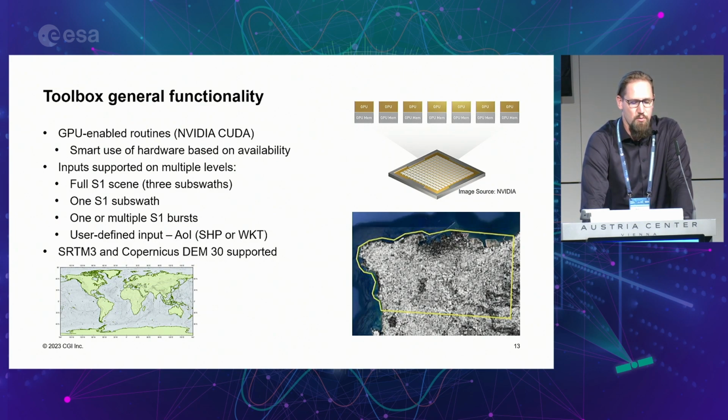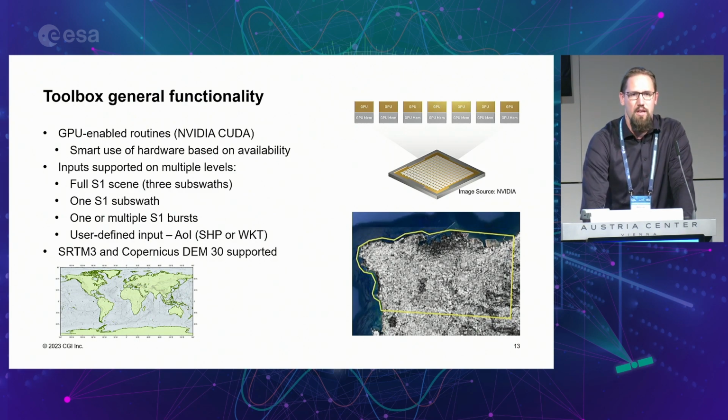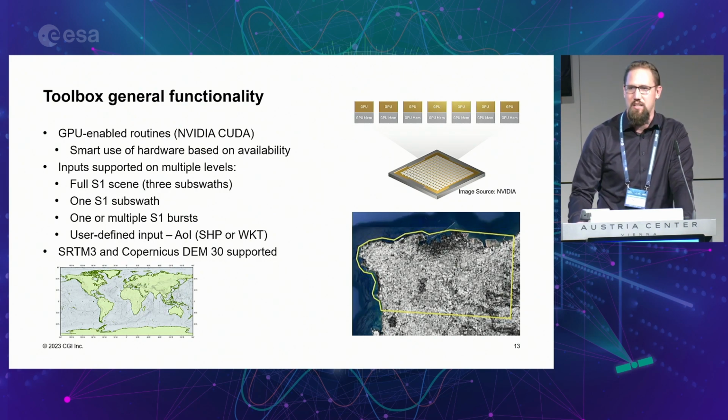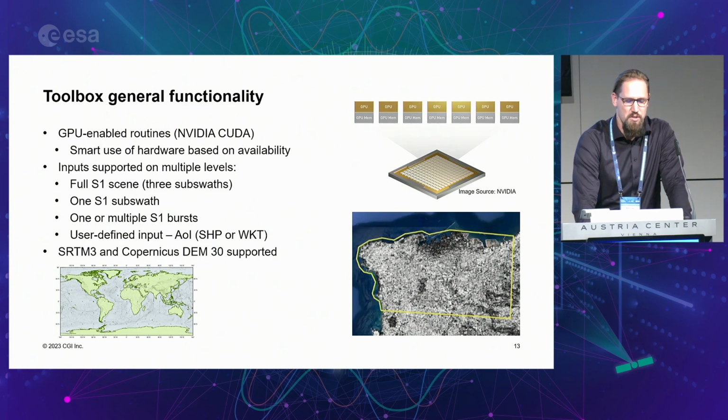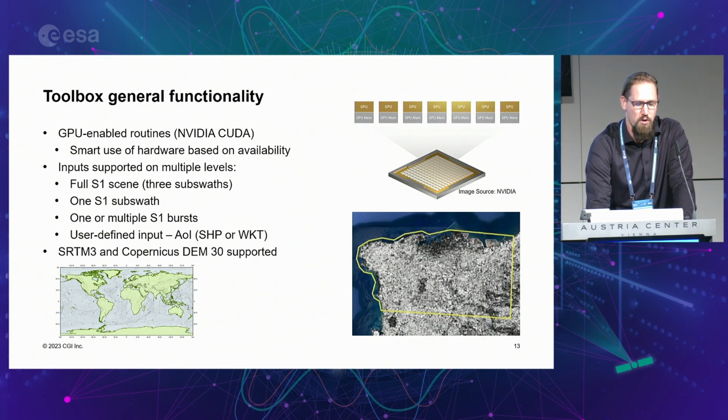So the toolbox has GPU-enabled routines. It uses hardware based on availability. If you have a GPU that you can partition, you can run multiple instances of our software on the GPU. For example, if one instance doesn't use all the memory that your GPU has, it would just use part of it. You could run 3 instances on one GPU. So if you have 10 GPUs, you could run 30 instances, which is pretty good for massive parallel processing. You could also provide your inputs on multiple levels: full scenes, sub-swath level, single Sentinel-1 bursts, or an AOI. And we are also supporting SRTM and the Copernicus DEM, so you can do global processing.